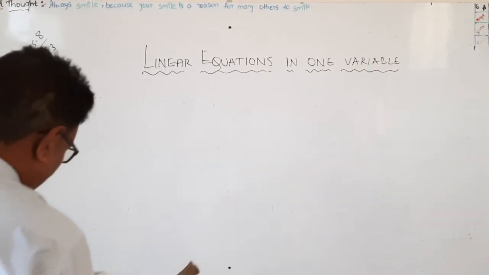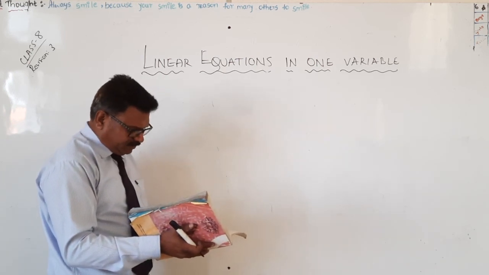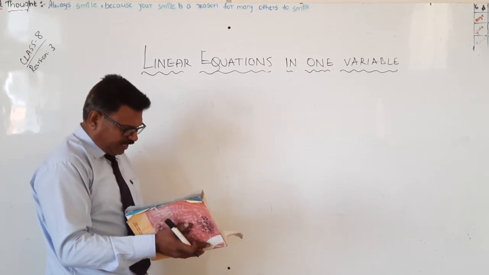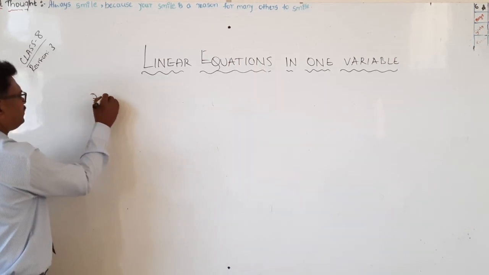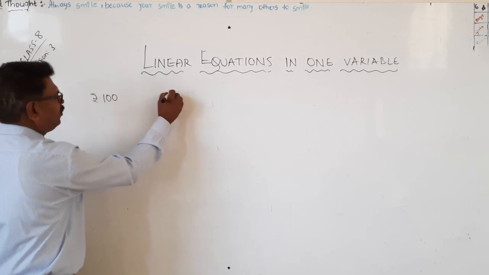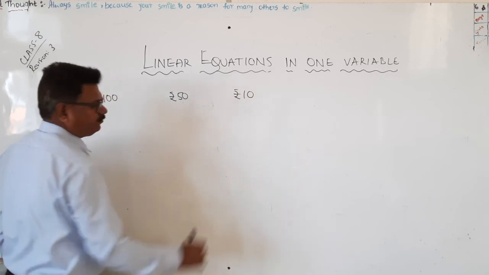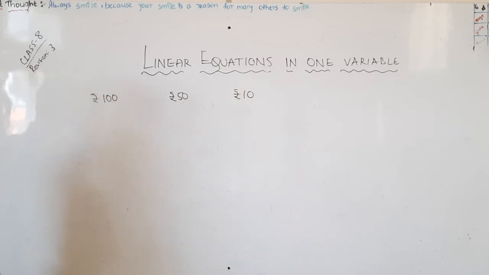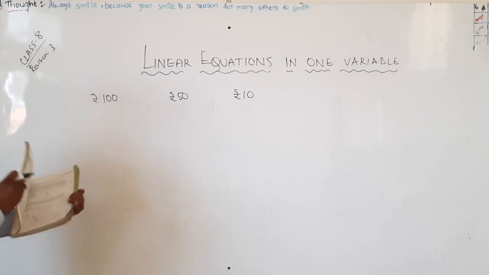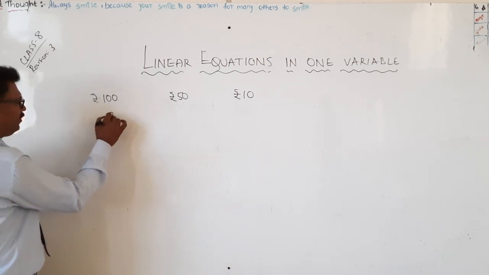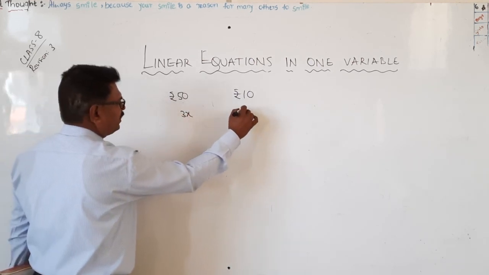Yes, one more easy problem. Lakshmi is a cashier in the bank. She has currency notes of rupees 100, rupees 50 and rupees 10. They are in the ratio 2:3:5, so 2x, 3x and 5x.